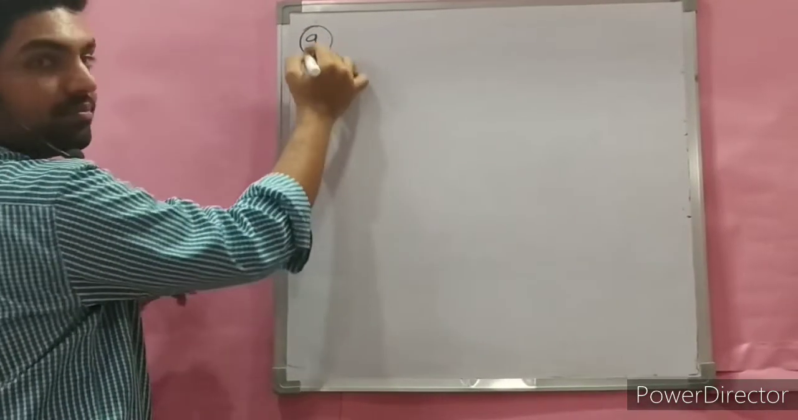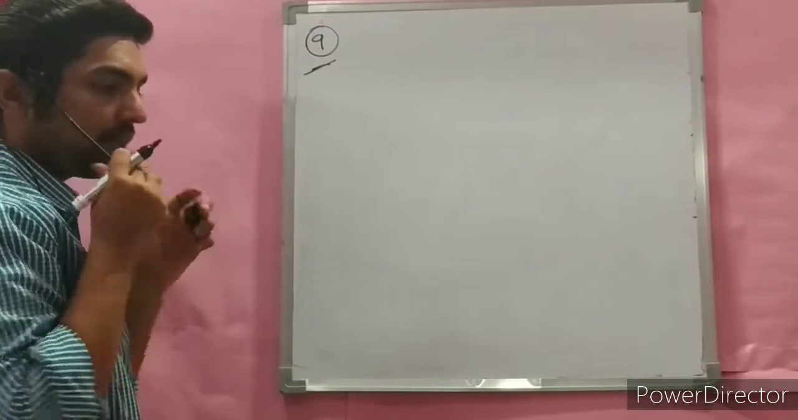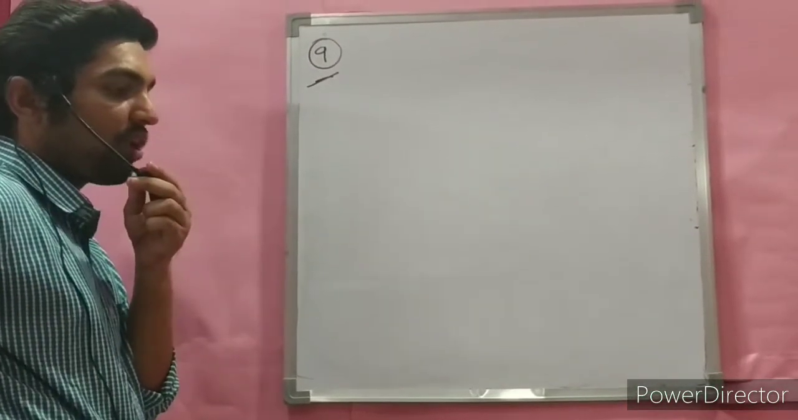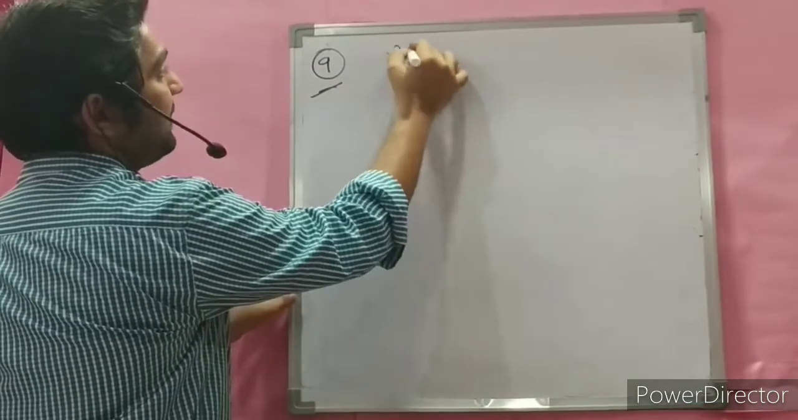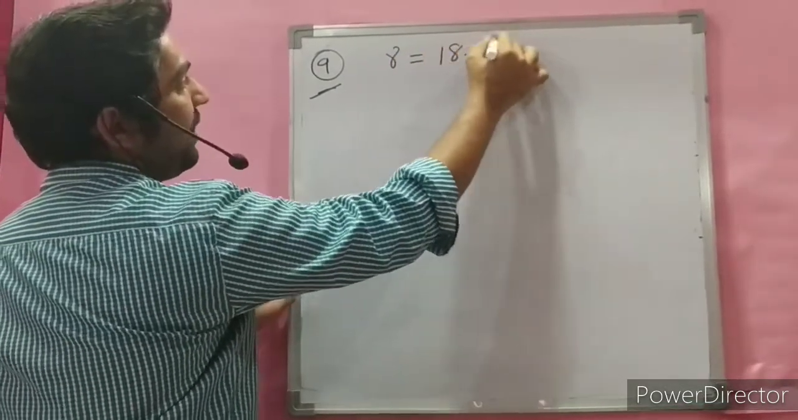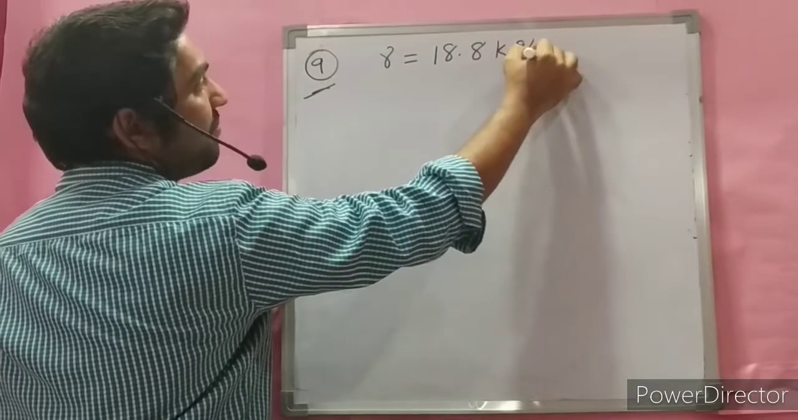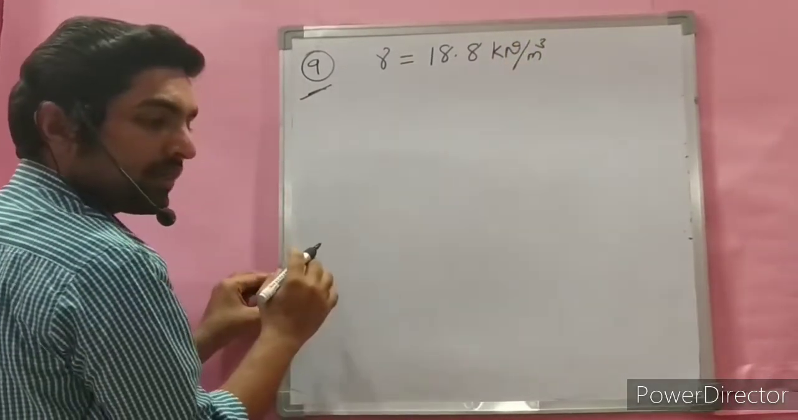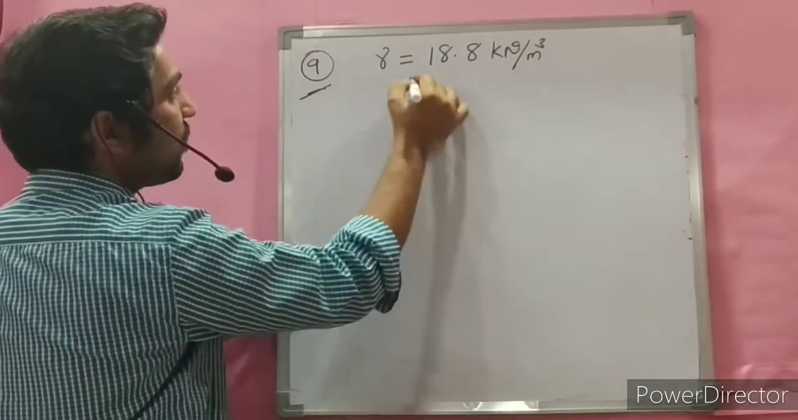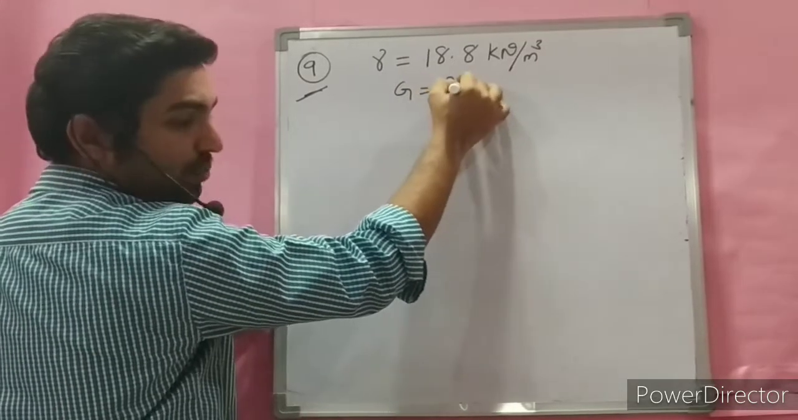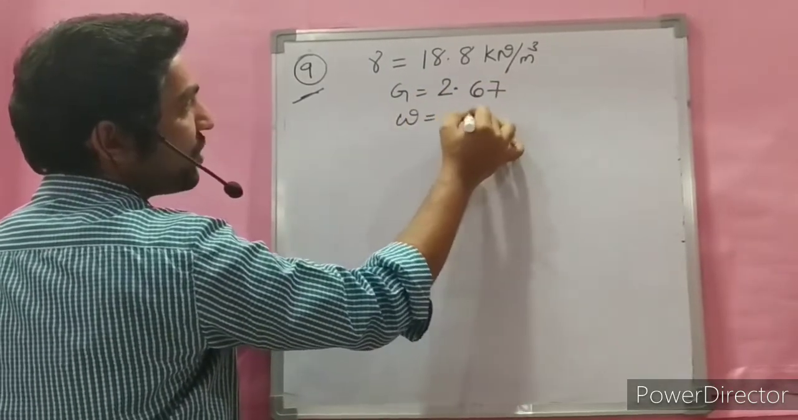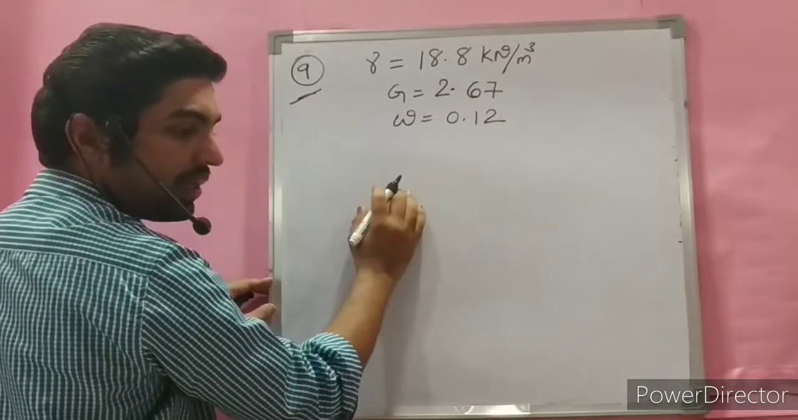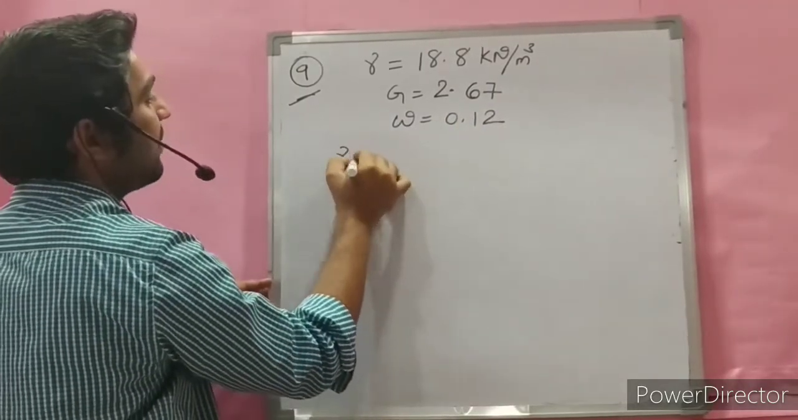Question number 9. The total unit weight of the soil is 18.8 kilonewton per meter cube, meaning gamma is given as 18.8 kilonewton per meter cube. The specific gravity of soil solids is 2.67. Water content is 12%, 0.12. Calculate the dry unit weight.